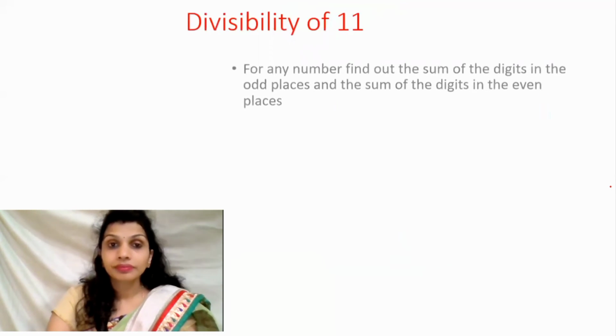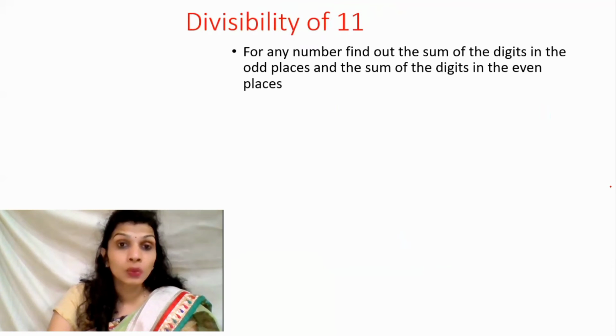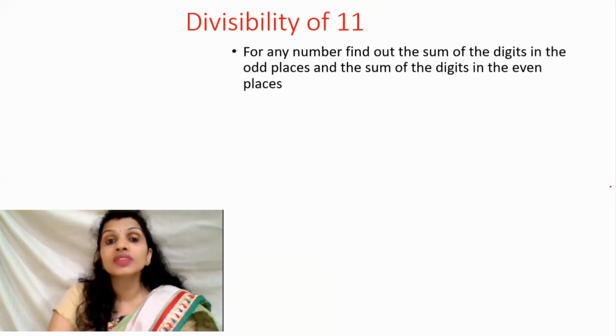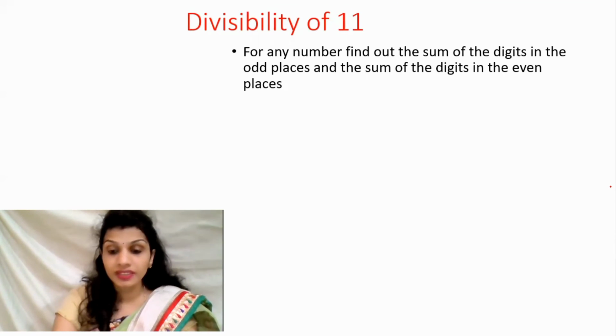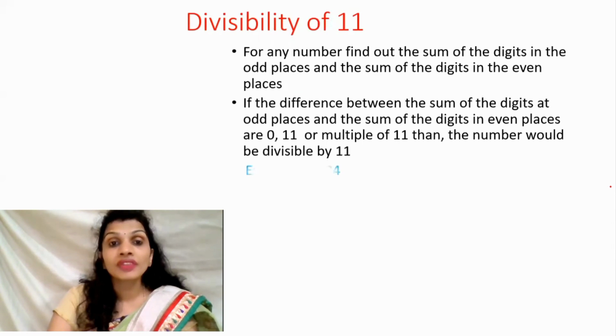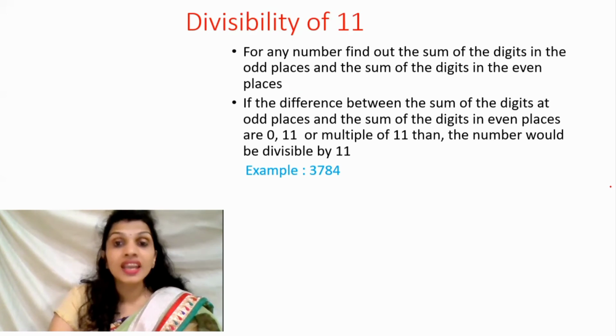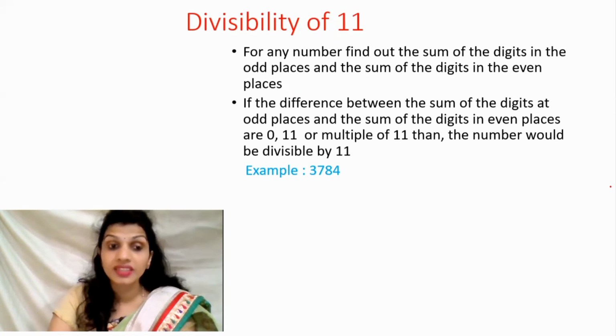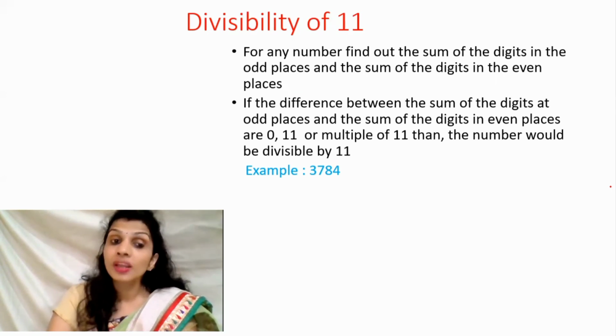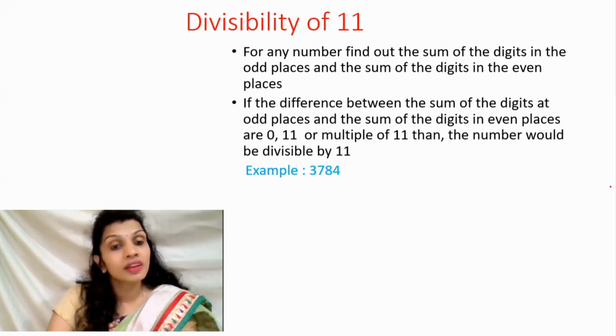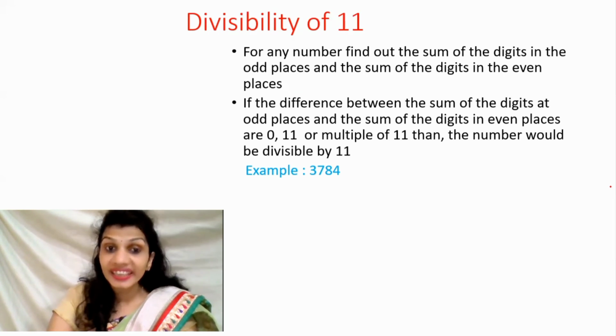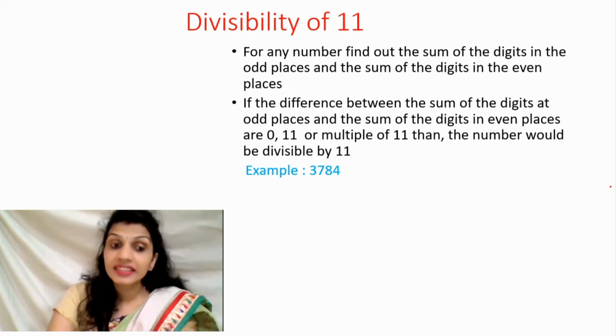The rule states that for any number, find out the sum of digits in the odd places and the sum of digits in the even places. Then if the difference between the sum of digits at odd places and the sum of digits at even places is 0, 11 or a multiple of 11, then the number will be divisible by 11. To clear the concept, let us solve one example.